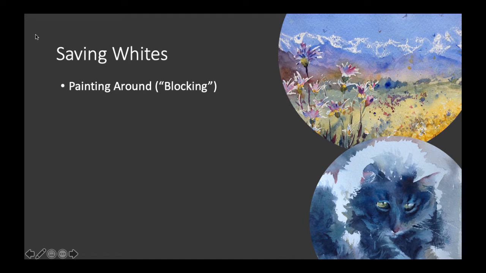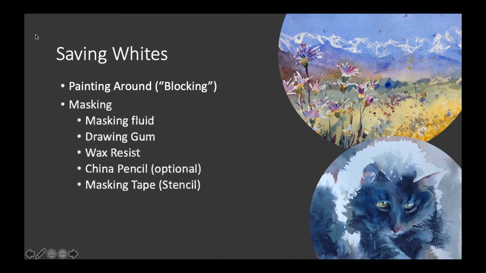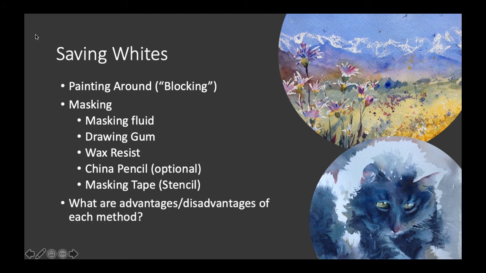Painting around the white is one common method. Some people refer to that as blocking. Another way we can save whites is using different masking methods like masking fluid, drawing gum, wax resist, a China pencil, or masking tape to create a stencil. I'll show you that when I get into the white chart more specifically. As you're creating the chart, consider what the advantages or disadvantages of each method might be. We'll get into that when we bring up the chart.